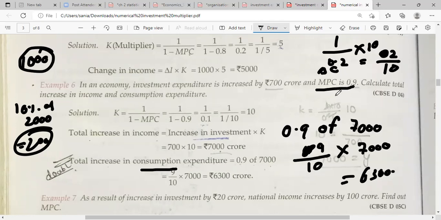So in every question, if they ask this, basically the MPC is given. If not given, you have to find MPC first, right? And income, of course, if income is also not given, you have to find it in order to calculate this consumption expenditure, because consumption is totally dependent on what? Your income. If it is zero, what will you consume? So that's why like this.